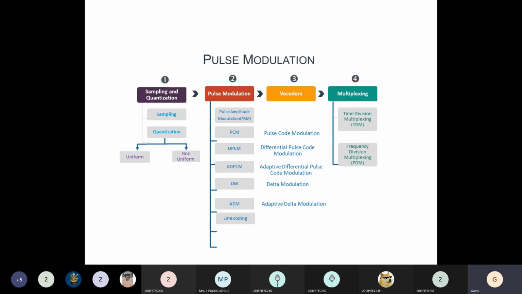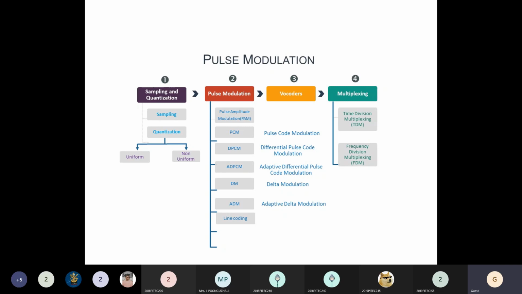In pulse modulation we have four important operations. The first operation is sampling and quantization. The second one is pulse modulation. The third one is that we use vocoders to process that modulated signal. Vocoders are nothing but voice coders. Then it goes to the multiplexing techniques.